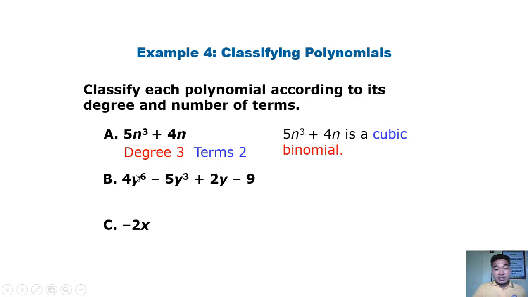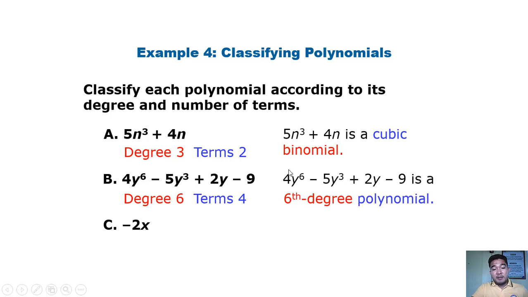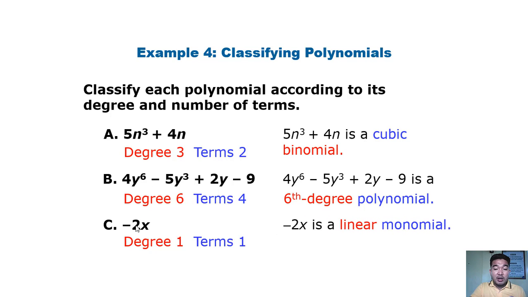So anong tawag natin doon? Then how many terms do we have? We have 1, 2, 3, 4. So this is at degree 6 terms 4. So ang tawag natin dyan ay 6 degree polynomial because we have 4 terms already. Then for letter C, we have negative 2x. The degree is 1. And then we only have 1 term. So this is an example of a linear monomial.